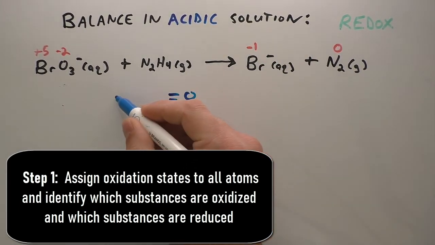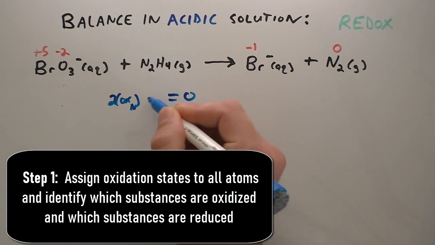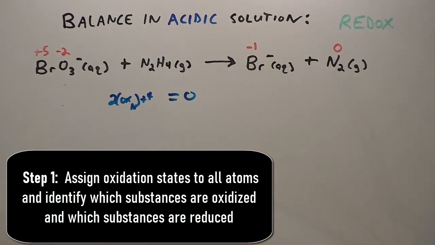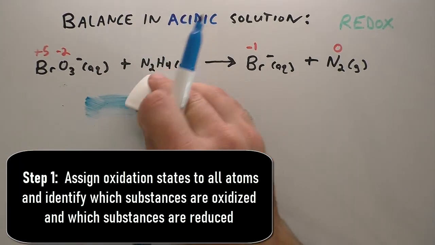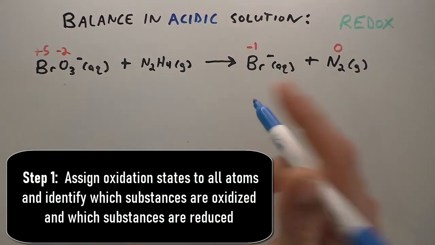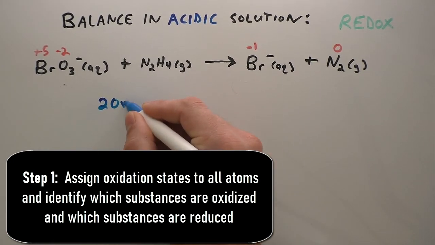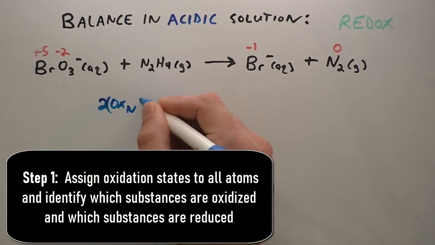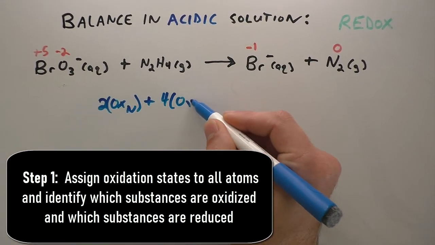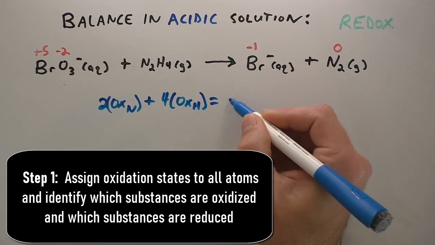So we know that 2 times the oxidation state of nitrogen plus 4 times the oxidation state. I'm going to go ahead and do that again to give myself a little bit more room. Just do it all over again. So 2 times the oxidation state of nitrogen plus 4 times the oxidation state of hydrogen is going to be equal to 0.